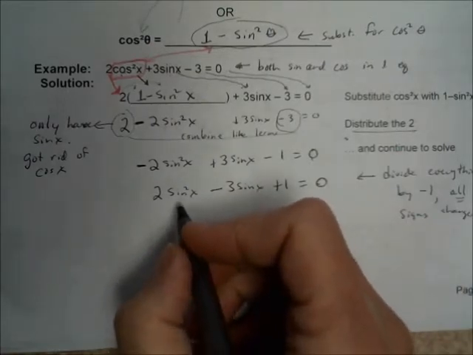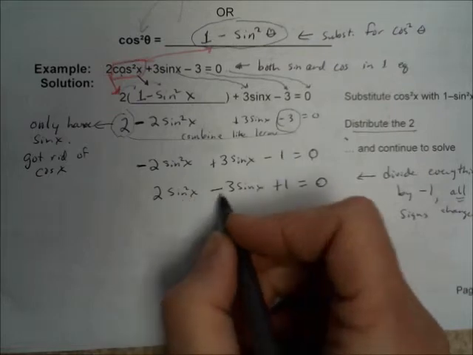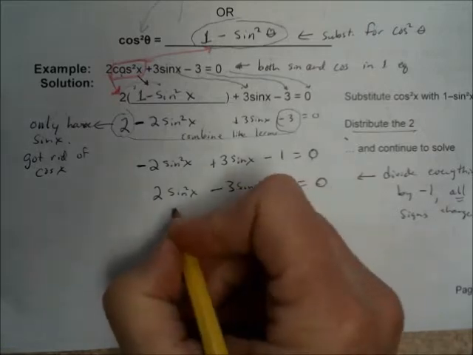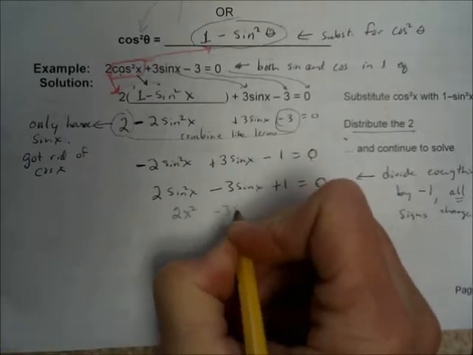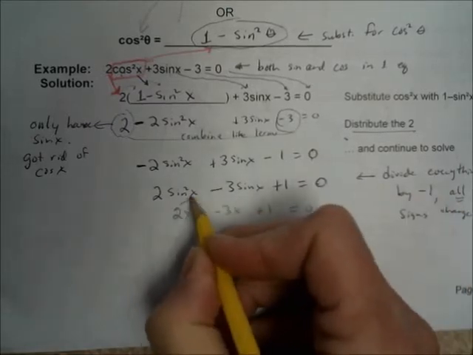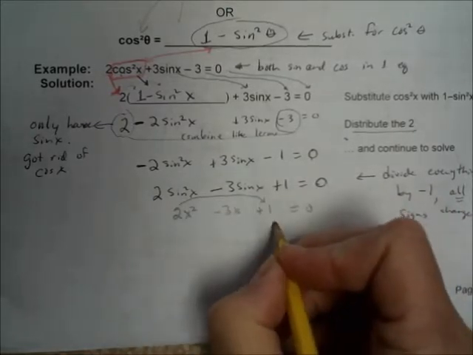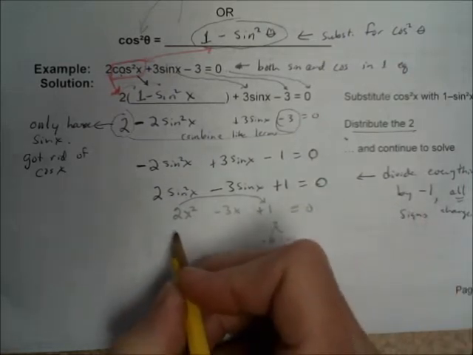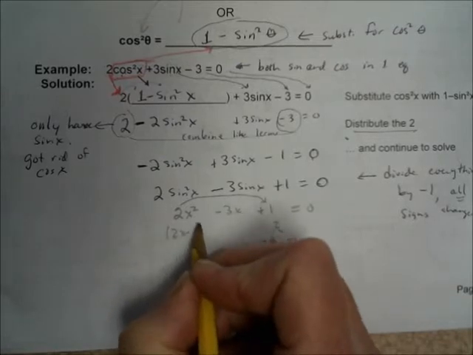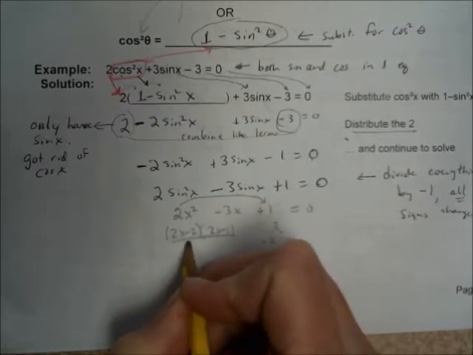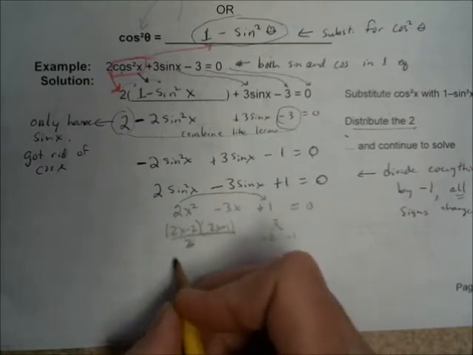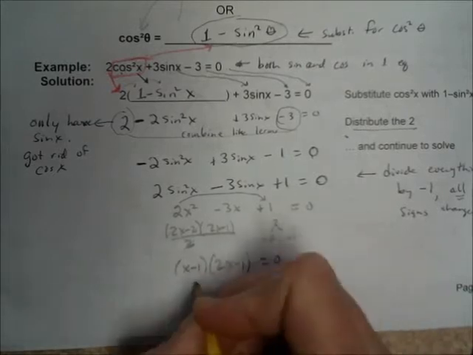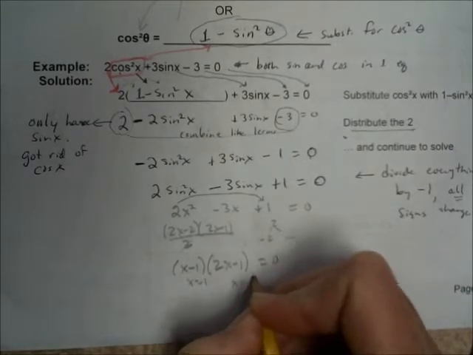This is like solving 2x squared minus 3x plus 1 equals 0. Well, what we can do is multiply 2 times 1 and get 2, and the factors of 2 that add up to negative 3 are negative 2 and negative 1. So that factors out to be 2x minus 2 and 2x minus 1, all divided by 2. So those reduce down to x minus 1 times 2x minus 1 equals 0. So x is equal to 1 and x is equal to 1/2.